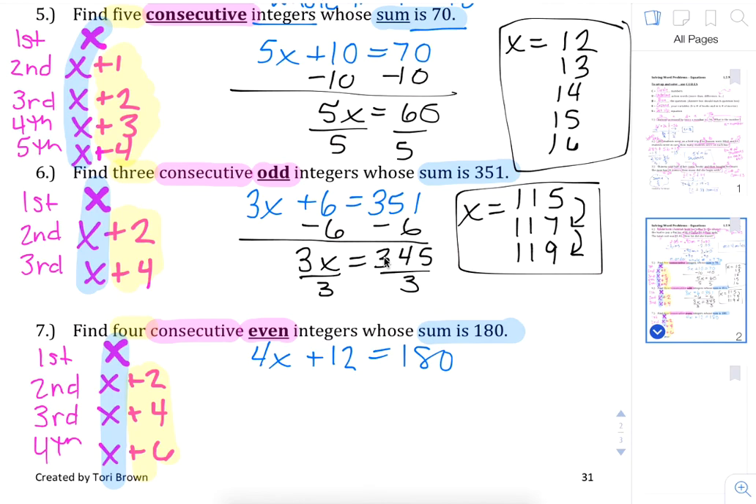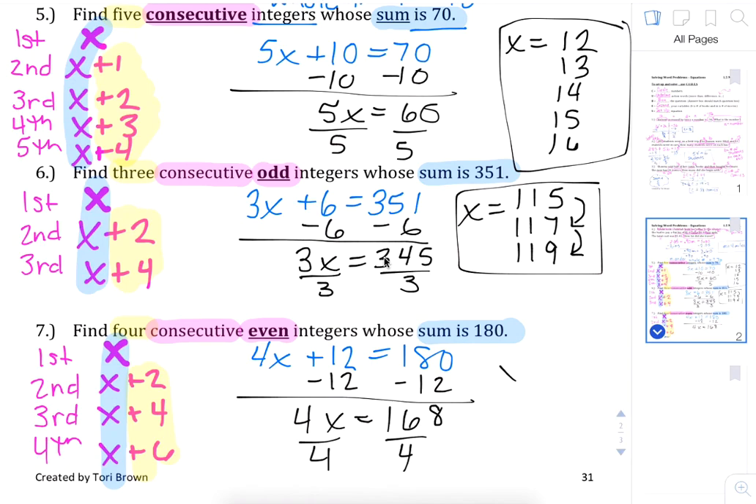Last one. We're going to subtract the 12 from both sides. We have 4x equals 168. Divide out the 4. My x comes out to be 42. Now that's an even number, which is good. We want only even numbers. So remember that we're skip counting. We need 4 consecutive evens. So 42, 44, 46, and 48. That is your final answer.